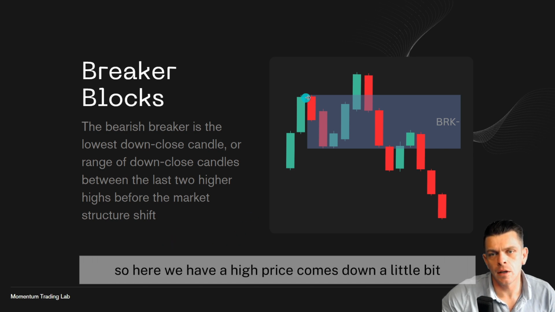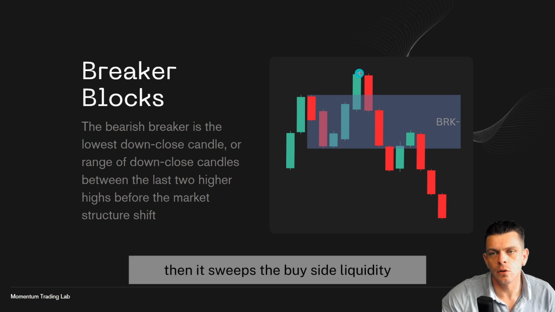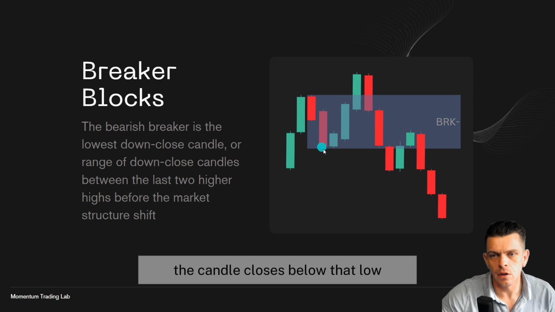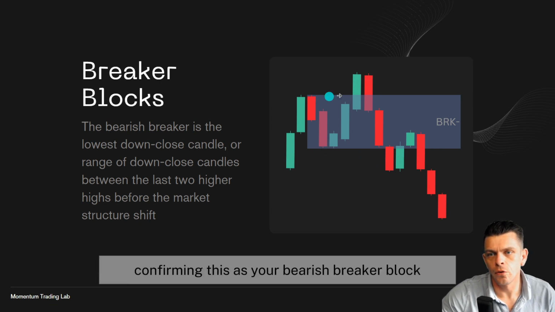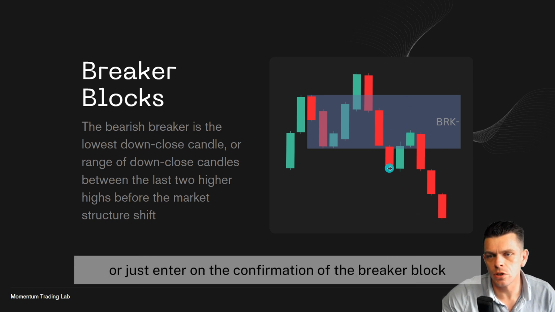So here we have a high, price comes down a little bit, then it sweeps the buy side liquidity and starts to break down. This candle closes below that low, confirming this as your bearish breaker block. And you can wait for the retrace into the breaker block or just enter on the confirmation of the breaker block.